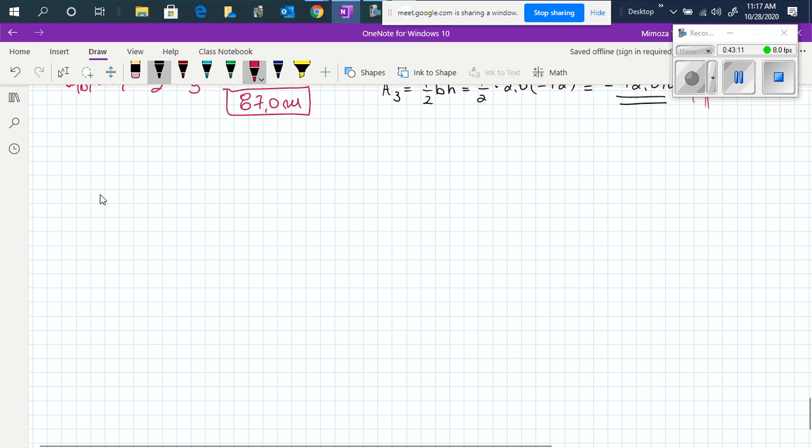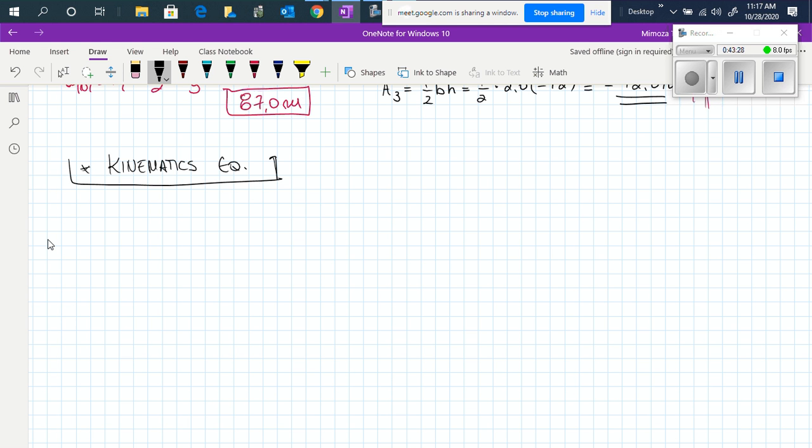Okay, next subtopic for this review will be kinematics equations, which are generated from graphs of motion. You have those kinematics equations in your formula sheet, but what am I referring to? Those equations.